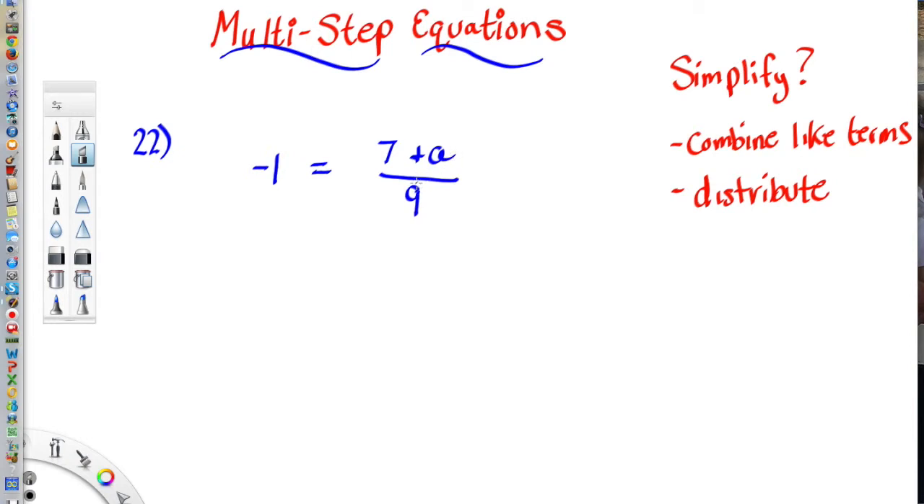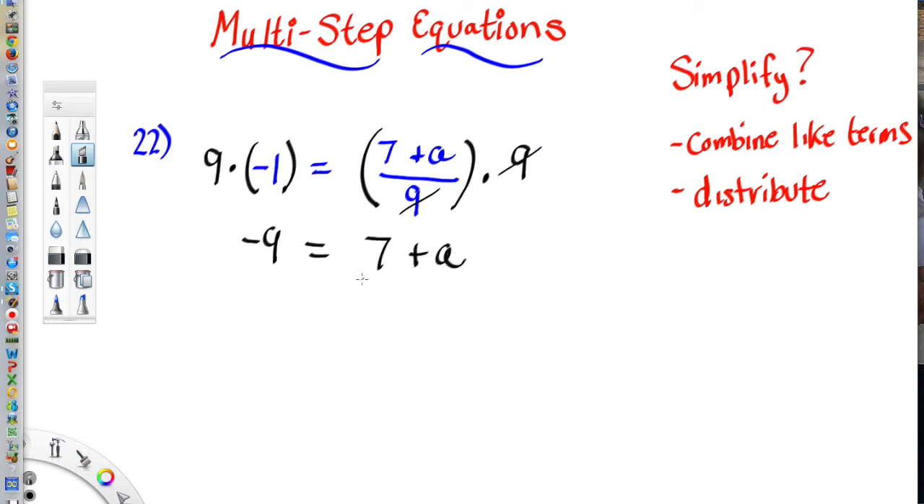We've got to get rid of this fraction, this 7 plus a over 9. And the only way we can do that is to multiply by the denominator, 9. That's exactly what we're going to do. When we do that, it removes that denominator, and it's no longer a fraction. And what we do to one side, we need to do to the other side. So we're going to multiply negative 1 also times 9. So 9 times negative 1 is going to be negative 9, is equal to, these cancel each other out now, 7 plus a. Now I can work with that.